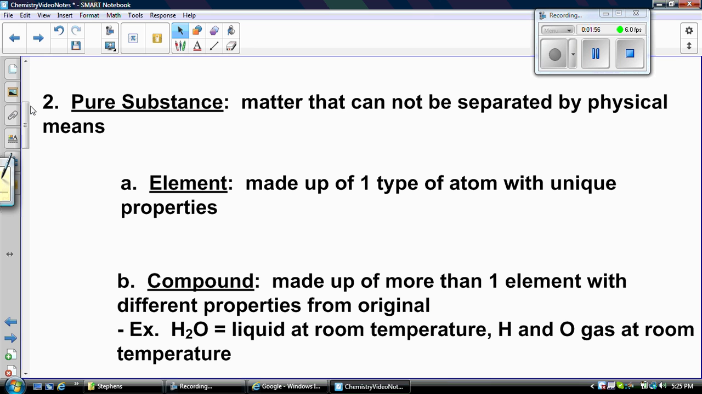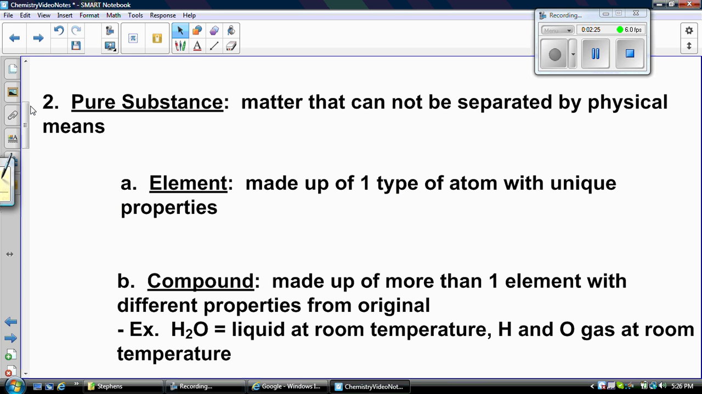Okay, so elements always have the same number of protons. So hydrogen elements always have one proton. Helium elements always have 2 protons. Lithium elements always have 3 protons. So remember, the number of protons determines the element, and that's a unique property of an element. We can't take an element and separate it by physical means. You can't just split hydrogen in half, and it's still hydrogen. You haven't done anything to it.